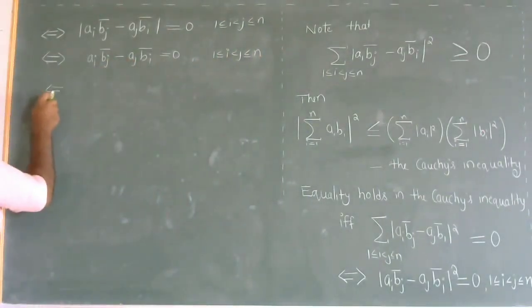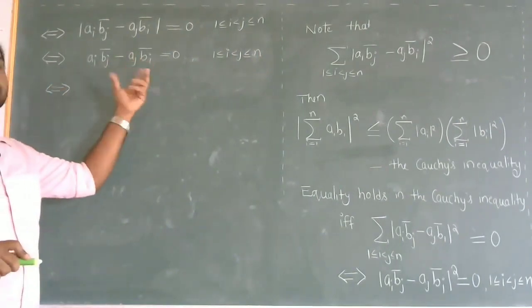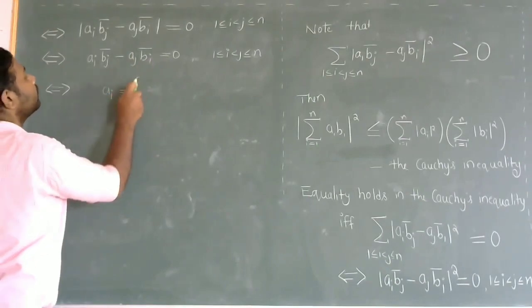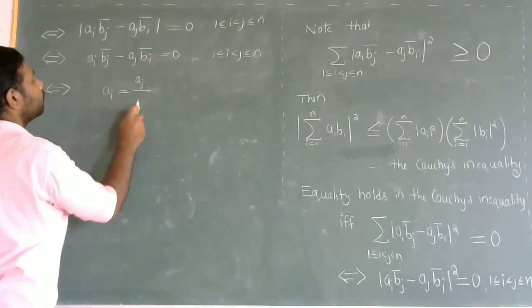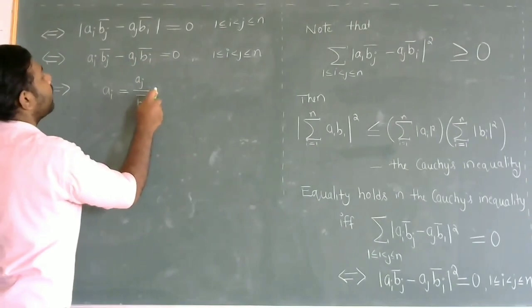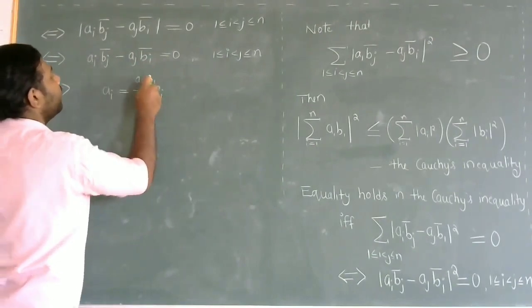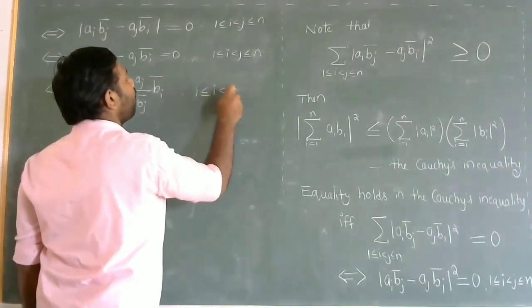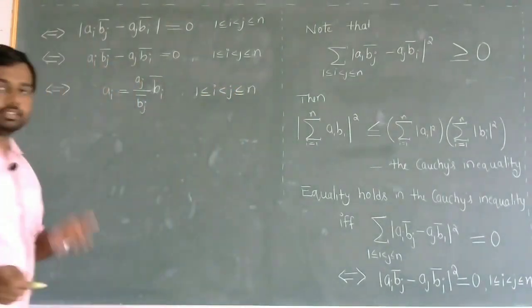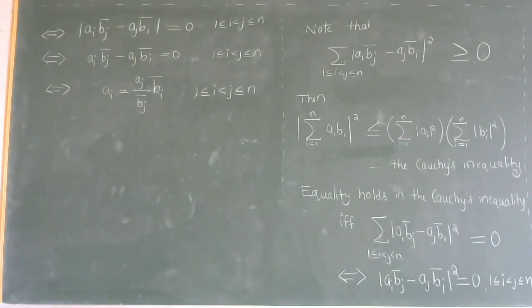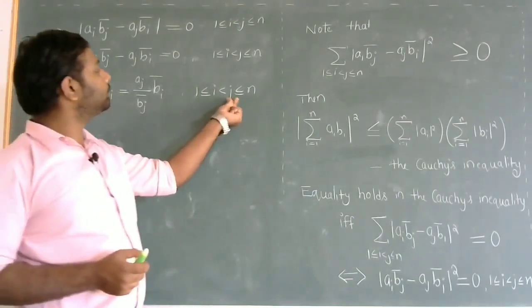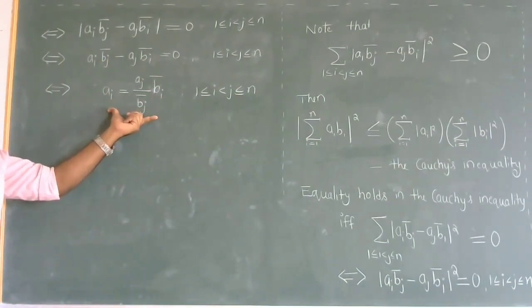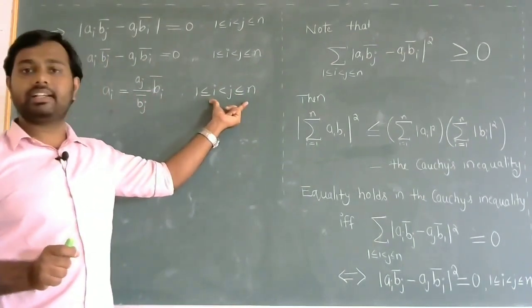So I'll do some transformations here. So ai will be equal to aj by bj bar into bi bar, which is once again true for all i and j values. So for all these possible i and j values, this equation holds. And you know how this condition runs.